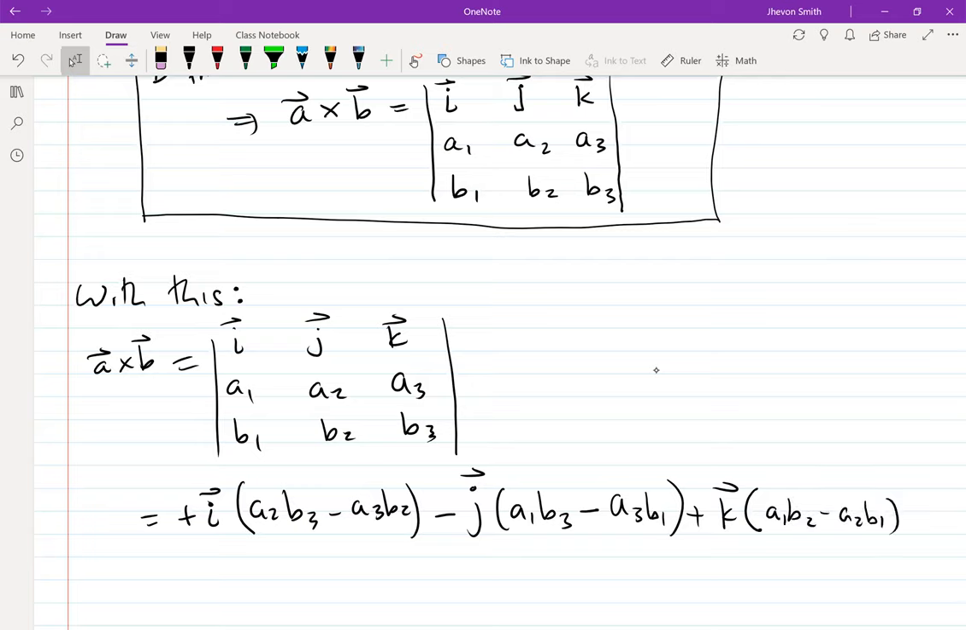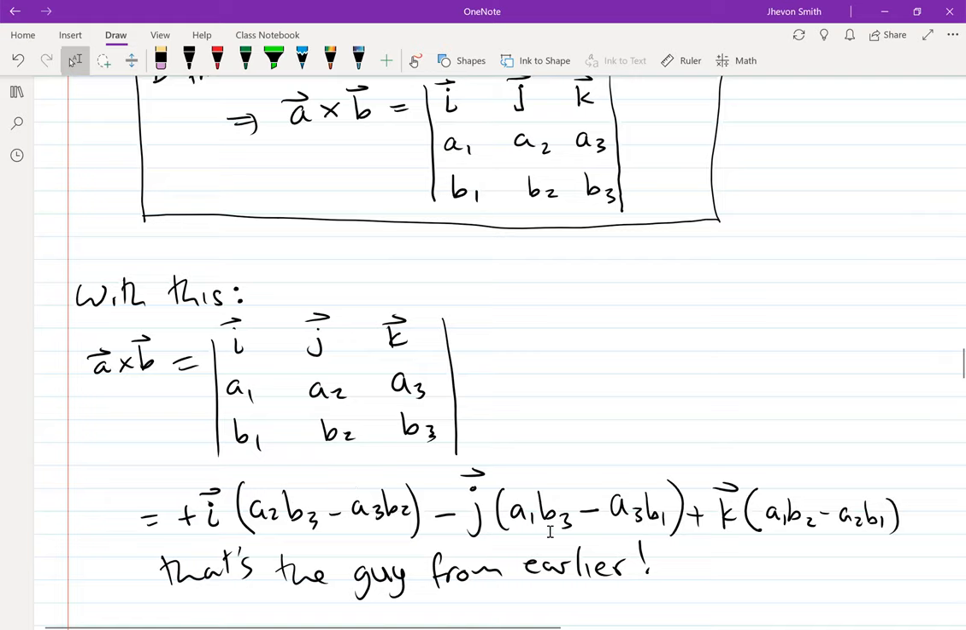And you will notice that that's the guy from earlier. Ta-da! We now know how to compute a cross product. This vector will have the property that it is orthogonal to both A and B. It will obey the right-hand rule, and its magnitude will actually be the area of the parallelogram formed by A and B. That's the guy that we're after.